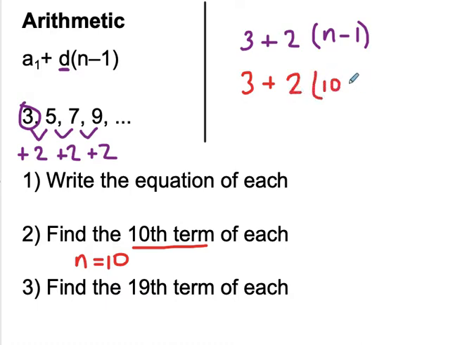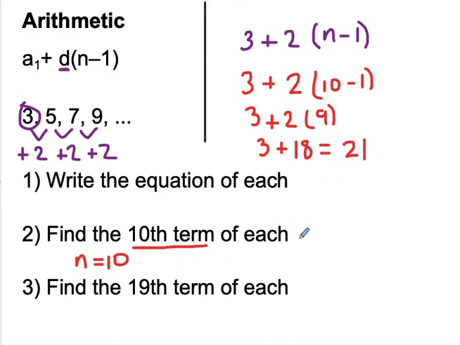So now instead of an n minus 1, I have a 10 minus 1. So use order of operations to simplify. 10 minus 1 gives us 9. 2 times 9 is going to give us 18. And then 3 plus 18 is going to give us 21. So the 10th term of this particular sequence is 21.